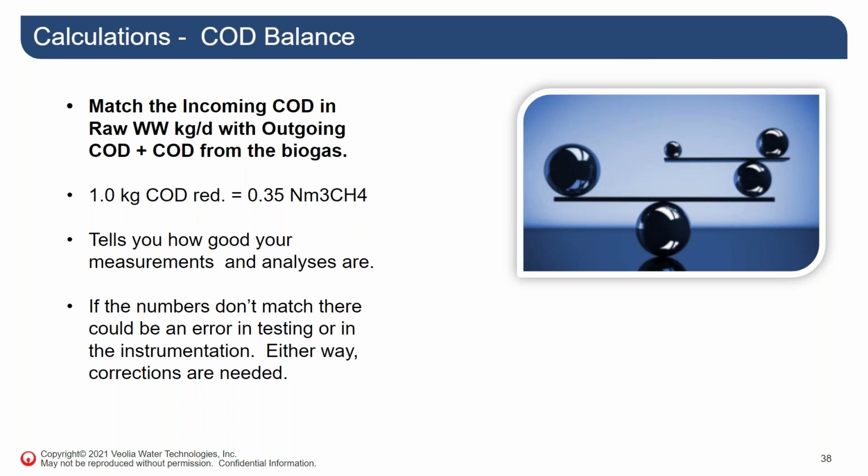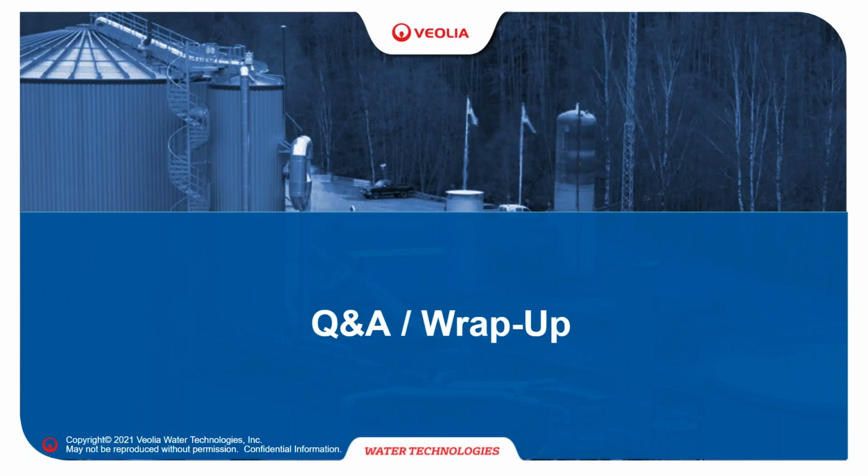Either way, if something doesn't balance out, corrections need to be made because you need to know these numbers to make sure that the biomass is working well. Again, the bugs can't talk to you, so you're relying on all this testing that we just talked about and making sure that you have a good home for the bacteria to make sure that everything's working well. Okay? That's it.